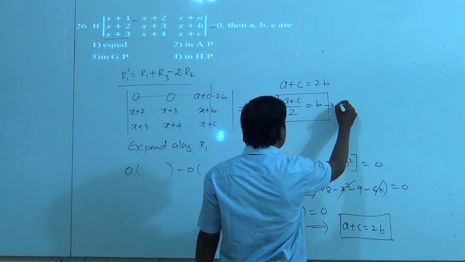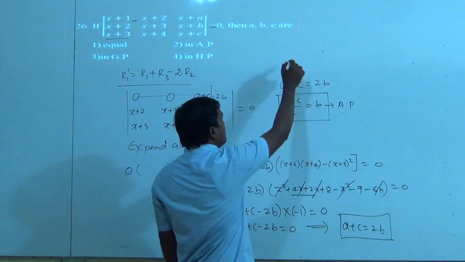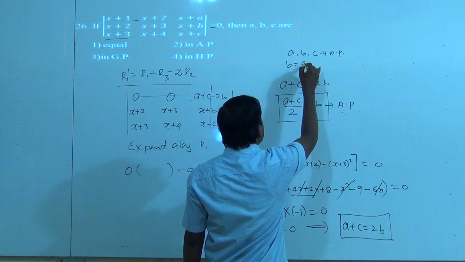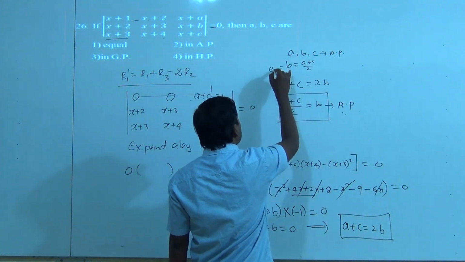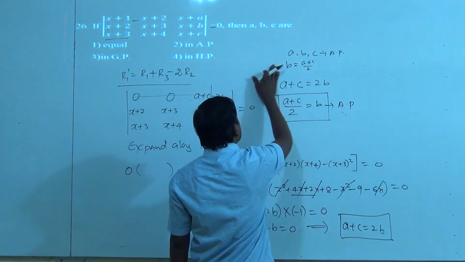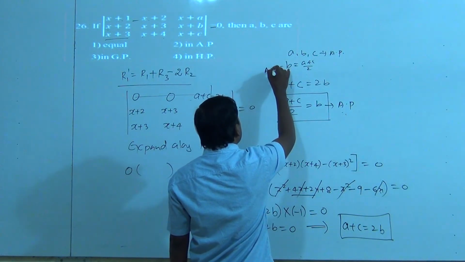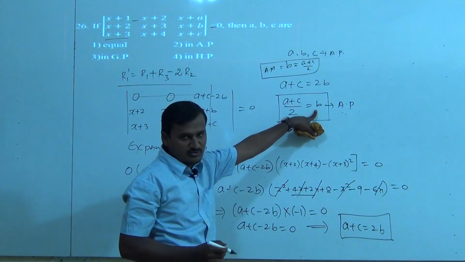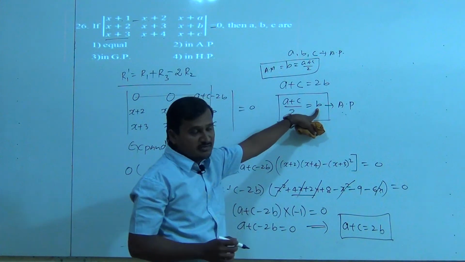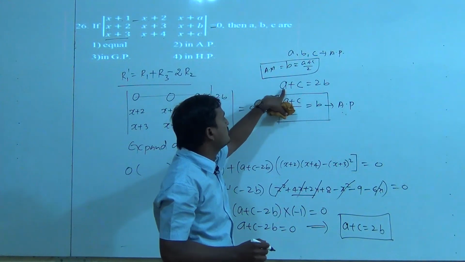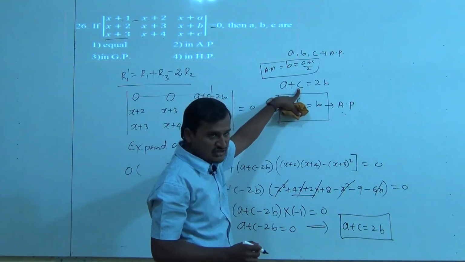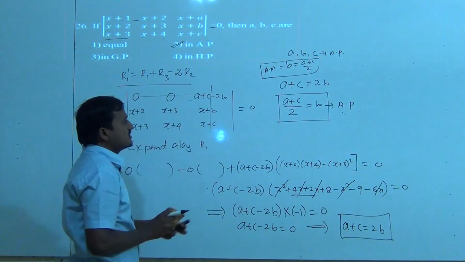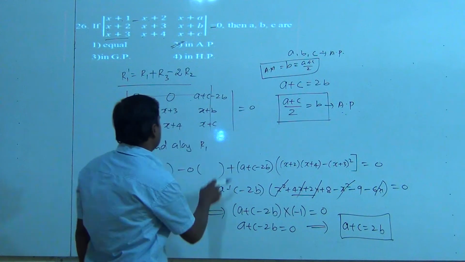So clearly these are in AP, because a, b, c are in AP means b is equal to a plus c divided by 2. So this is called arithmetic mean. So here also I got a plus c by 2, that is equal to b, so this is the arithmetic mean of the three numbers a, b and c. So clearly the given numbers are in AP, okay, because I got this result. Okay, we go for the next question.